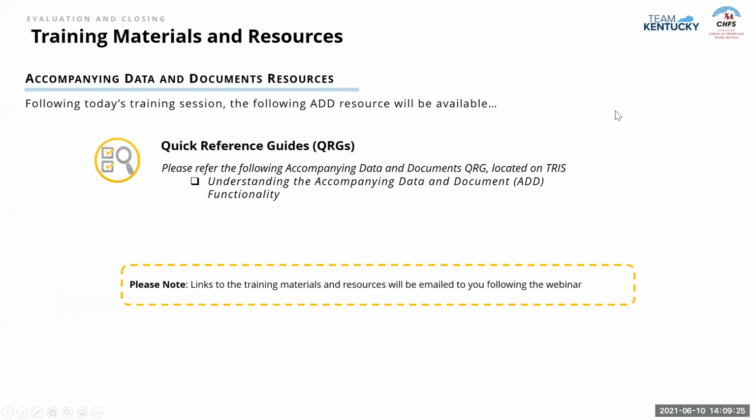Alicia mentioned this QRG briefly. Following today's session, if you have any additional questions about the ADD functionality in MWMA, or any of the other functionality within the different modules of MWMA, we have a lot of useful QRGs, quick reference guides, for you all to take advantage of. Those are going to be located on TRIS. We'll also be posting and sending out the slide deck from today, as well as a recording of the webinar, for you to access in the future if you need to reference any of the materials we covered.